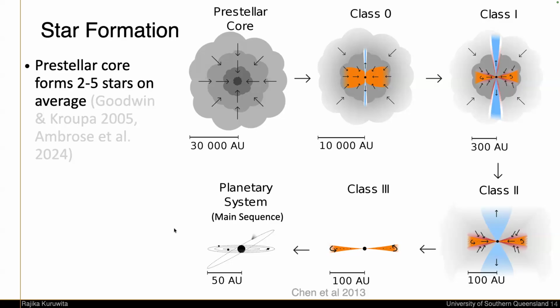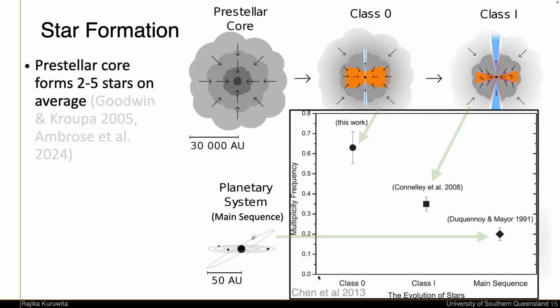But simulations and observations are finding that a typical prestellar core like this, on average, fragments and forms 2 to 5 stars. So that already messes up the picture. And looking at observations, we actually see that most stars are born in binaries. So this is observations of mostly main sequence stars in the class 0, 1, and main sequence phases. What we see is that 2/3 of stars are born with a companion, and this frequency decreases as they evolve towards the main sequence.